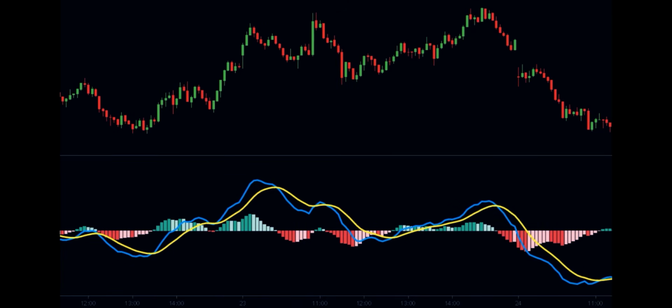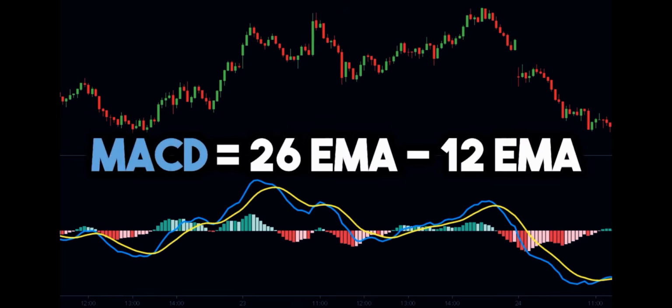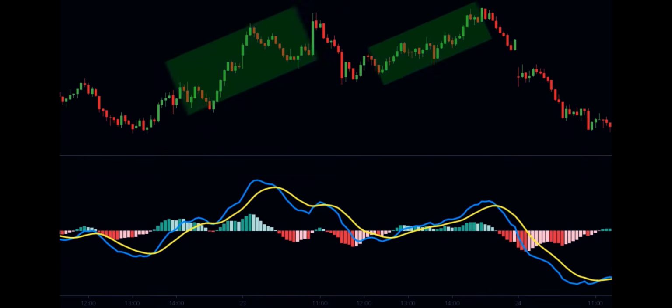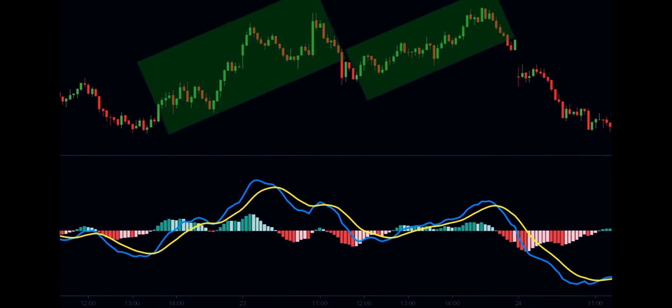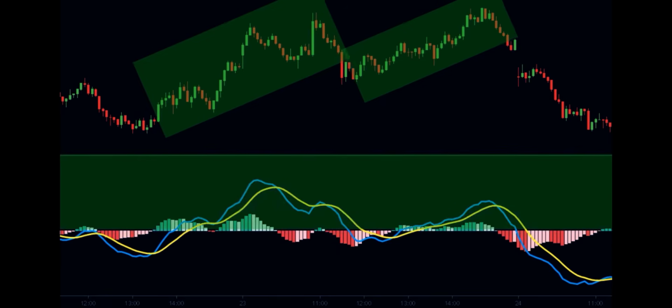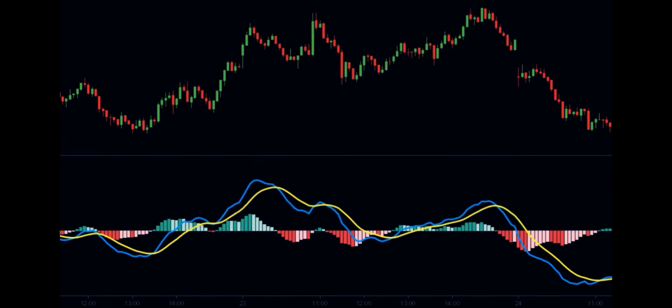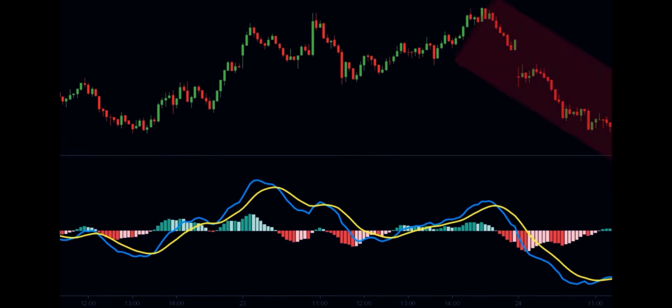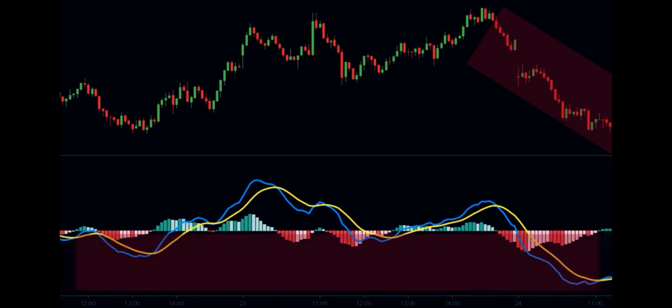As I said earlier, the MACD line is calculated by subtracting the 26-period EMA from the 12-period EMA. When the price is in an uptrend, the 12-period EMA will be above the 26-period EMA, therefore the MACD line will be above zero. On the other hand, in a downtrend, the 12-period EMA will be below the 26-period EMA, and hence the MACD line will be below the zero line.